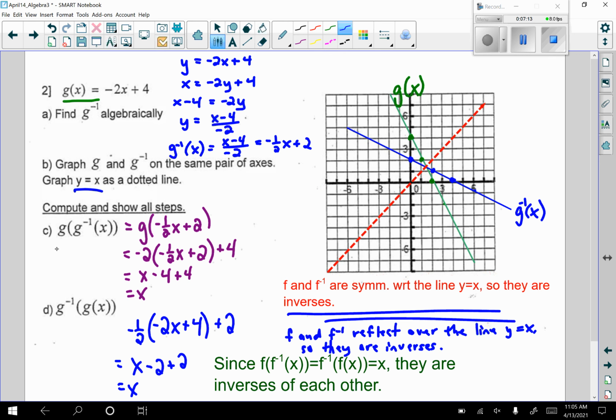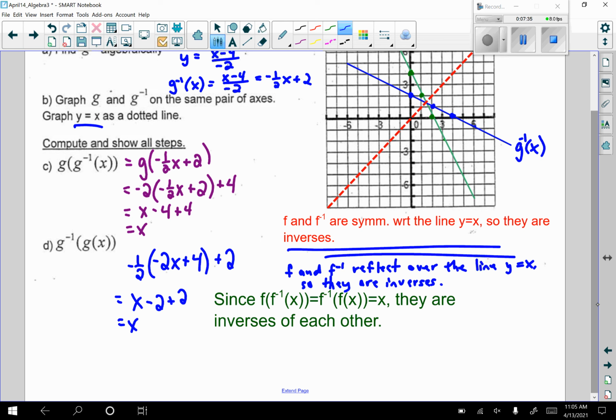All right, for part C, this is what we did in class yesterday, very similar. So we want g of its inverse. So we're going to take g of negative 1/2 x plus 2, and then g is negative 2 times that expression plus 4. Distribute. I need to see all these steps. Don't just substitute this in here and go straight to x. You need to show that it equals x. So we get a positive x minus 4 plus 4, which gives us x.